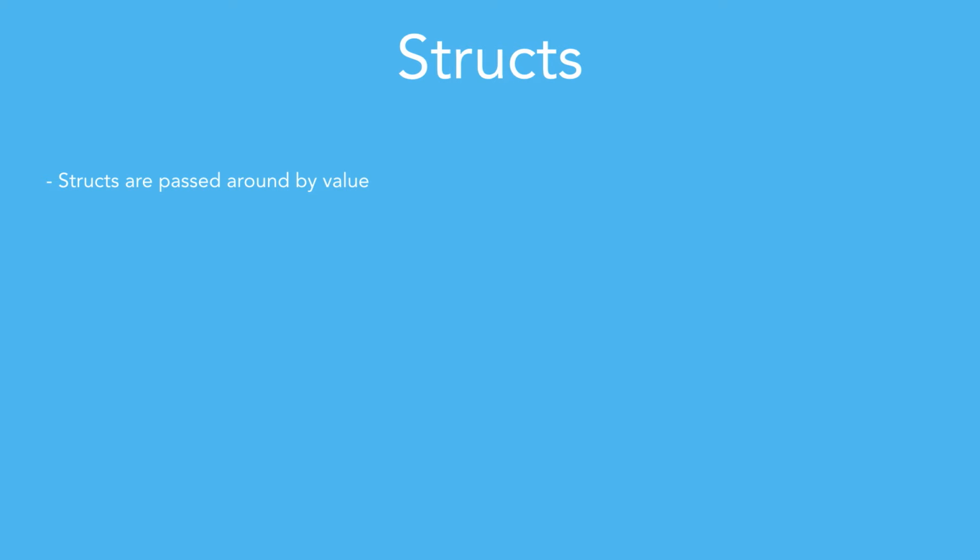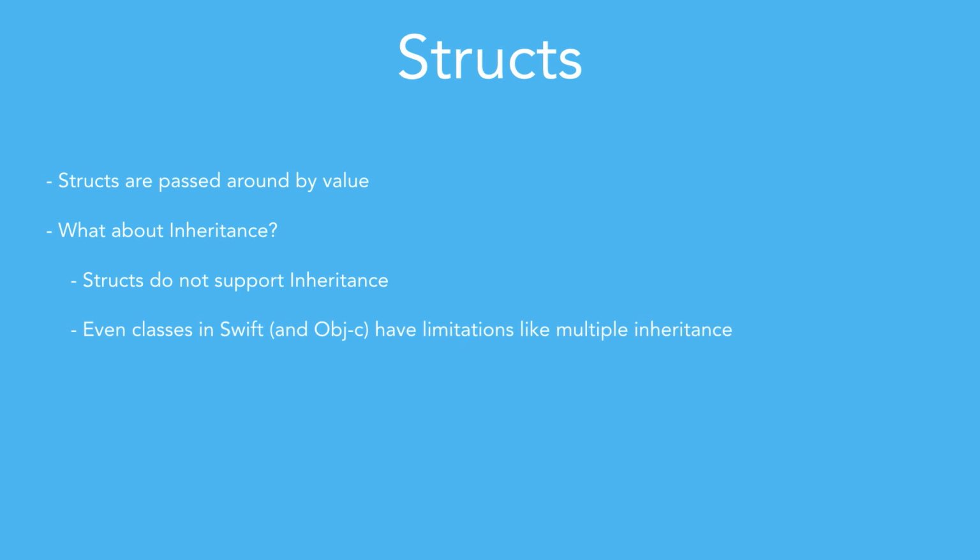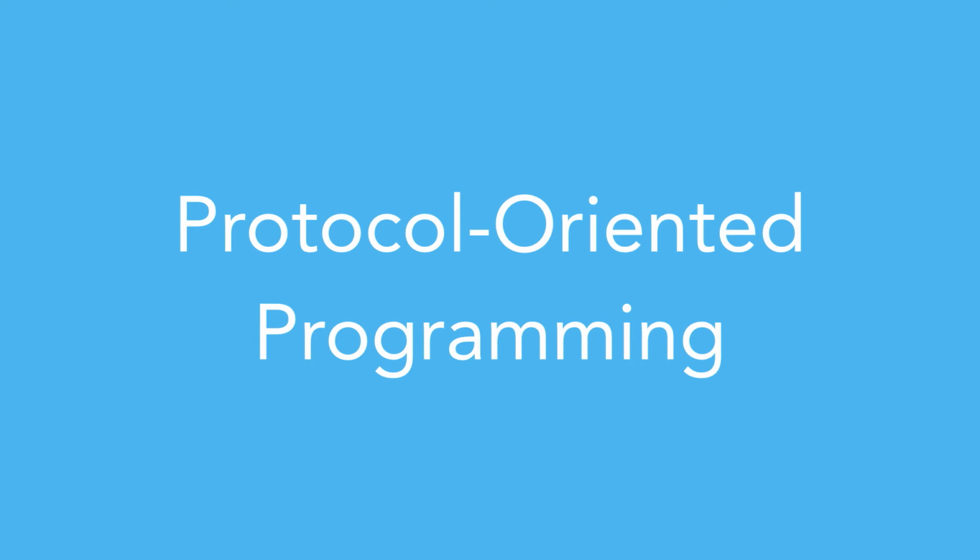Now you might be thinking, okay, let's use structs then. But what about inheritance? And yeah, that's a good question. In fact, structs do not support inheritance like classes. But if you think about it, even classes have inheritance limitations. Neither Objective-C nor Swift support multiple inheritance. To achieve a similar behavior, and possibly a superior one, those engineers decided to start using protocols. This was what created the concept of protocol-oriented programming, aka POP.